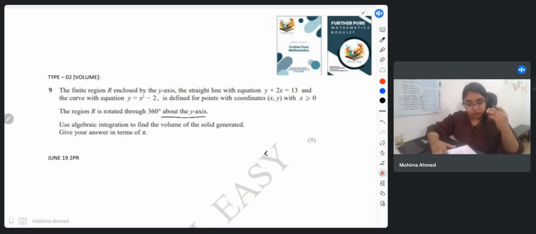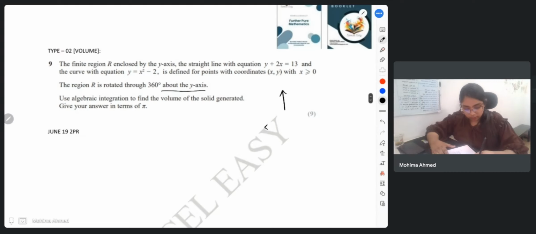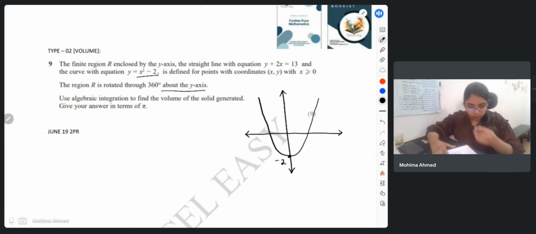Now we first have to imagine a simple structure of the graph that could be drawn for this situation. For example, you have a quadratic equation crossing the x-axis at exactly 2 and minus 2. And you have the line y plus 2x equals 13. I'll make y the subject of this equation, so it looks like y equals minus 2x plus 13.